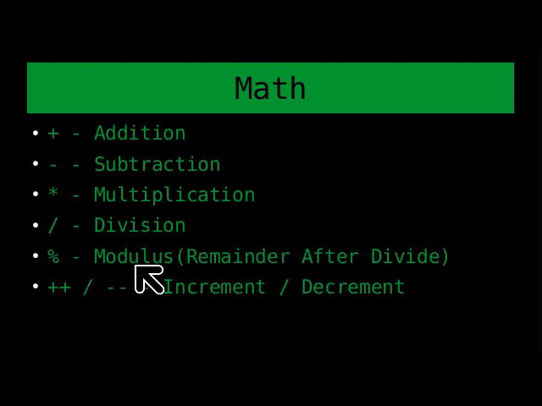All right, and then we've got modulus, which is remainder after division. That means whenever you take, let's say 32 divided by 6, it would be 5 remainder 2. So the modulus would be the 2. So 32 % 6. It doesn't really matter if it's 5 or 6. And if we did that and assigned that to x, x would then become 2.